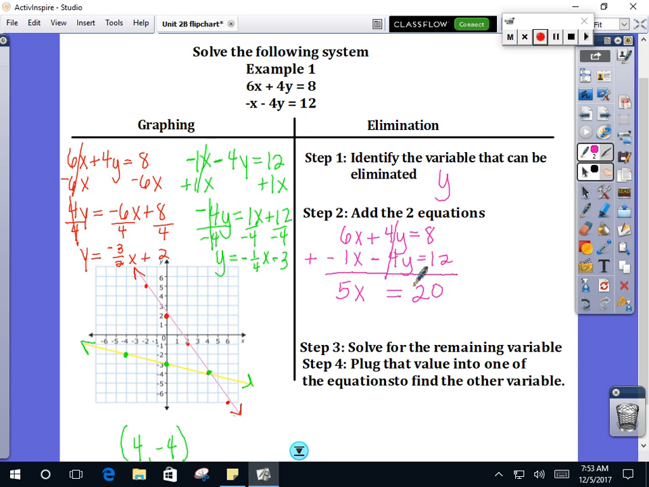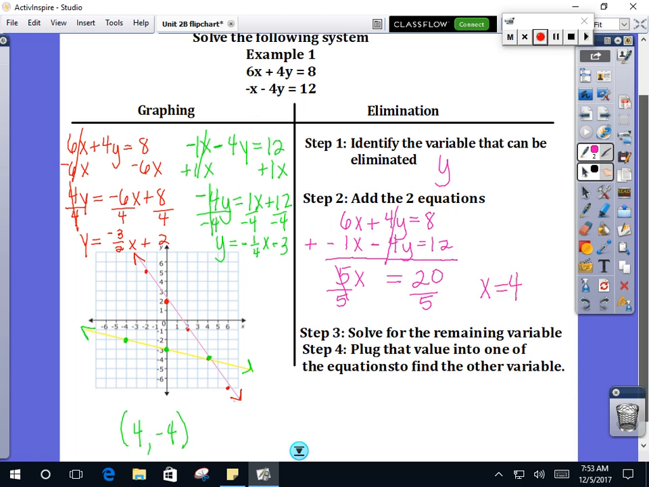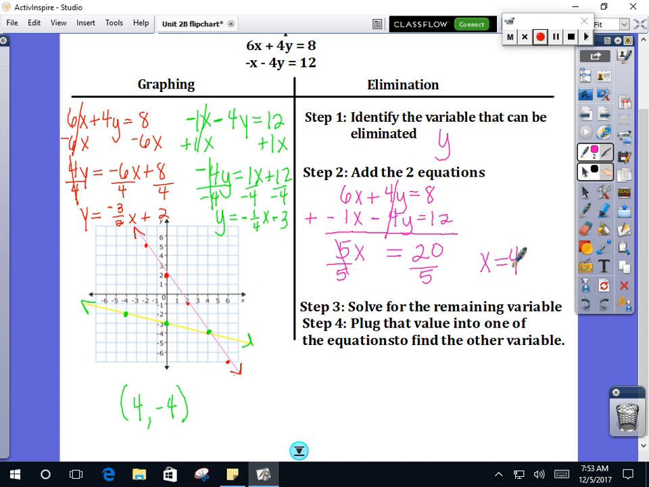Okay, now you see that we just have a one-step equation. We need to get the x by itself, so divide by 5, and x will equal 20 divided by 5, which is 4. You'll notice that that is the same x value we got when we solved the system by graphing.